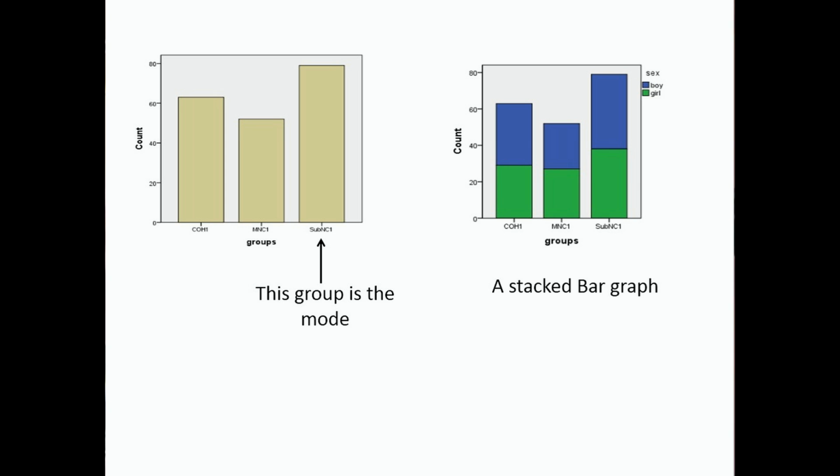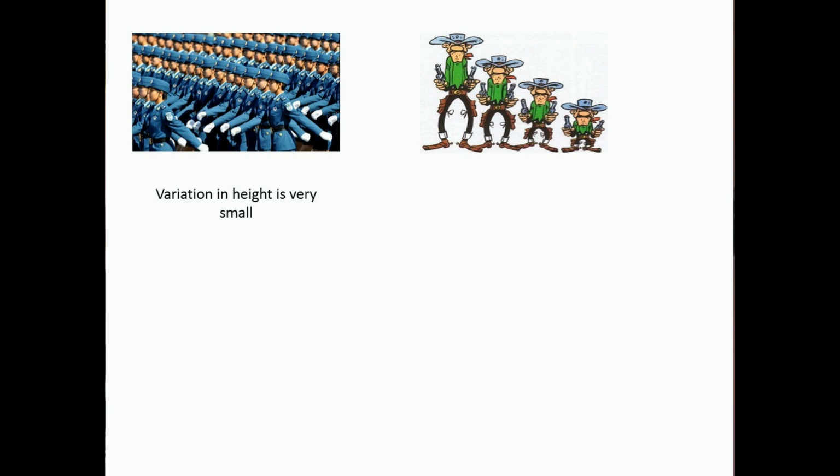Now, location is only one feature of a distribution. Dispersion or variation is another one. In this population of female soldiers, there is not much variation in height. In the Dalton family, there is. Now we would like to quantify the dispersion.